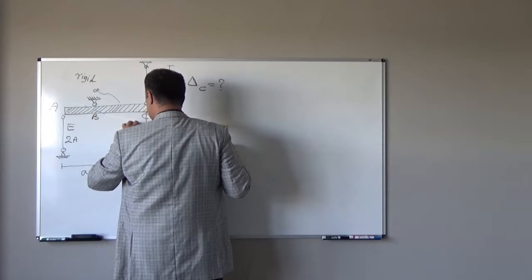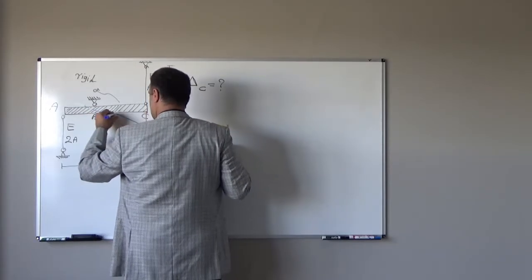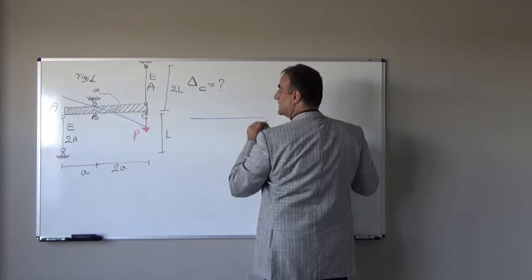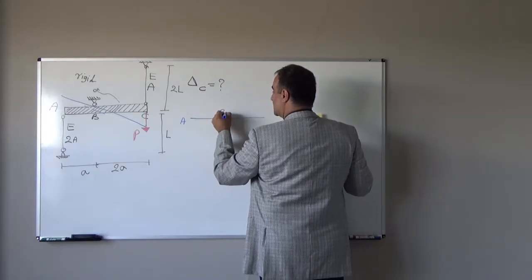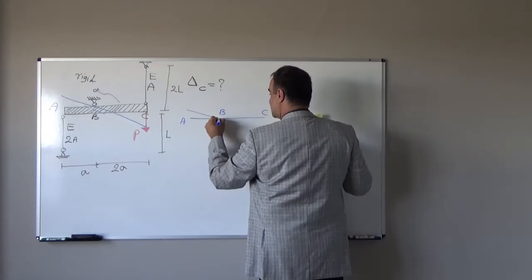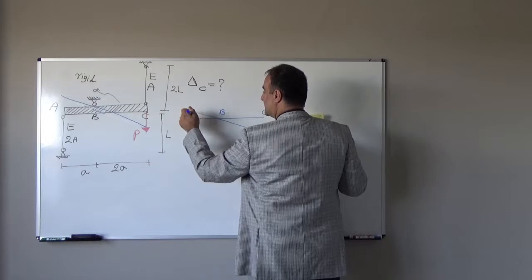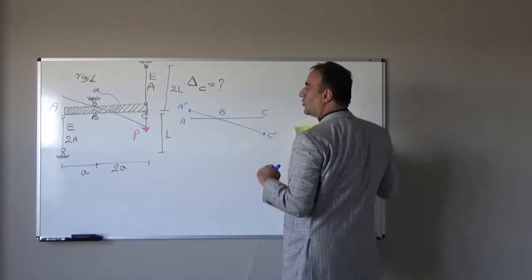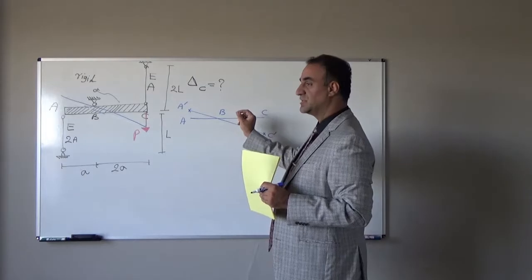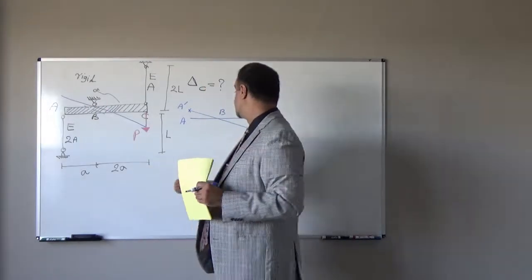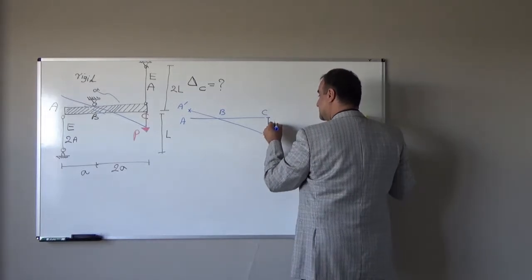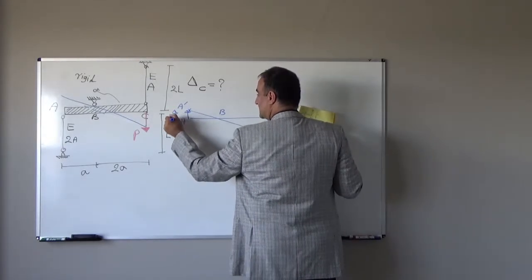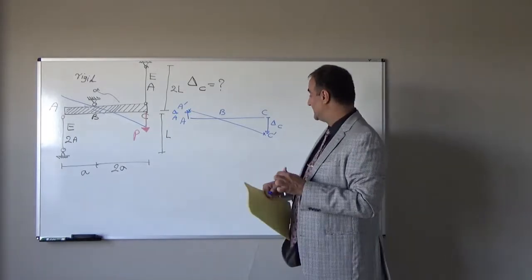Let me draw more precisely. It will deform something like this. Initially the beam is horizontal: point A, point B, point C. Then it will rotate like this. Point A will move to here, point A prime, and point C will move here, point C prime. Point B will stay in its initial location because it is attached to the support. This deformation is delta C. It comes down. This deformation is delta A. It goes up.